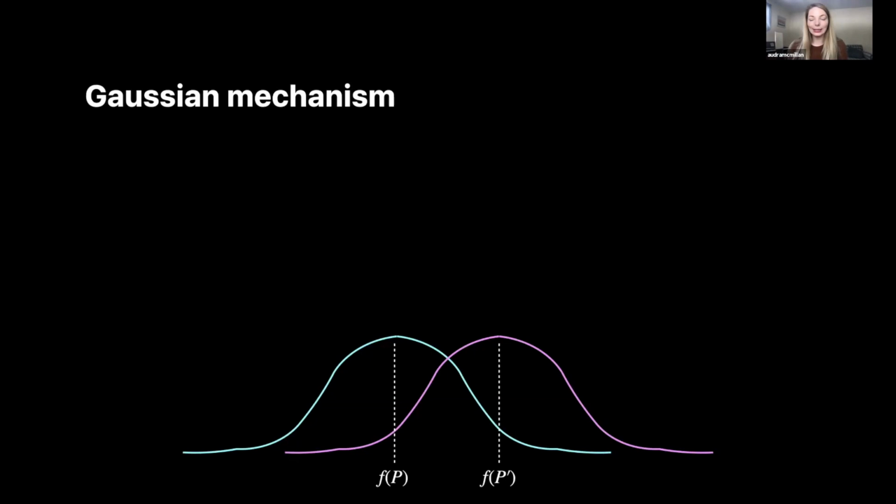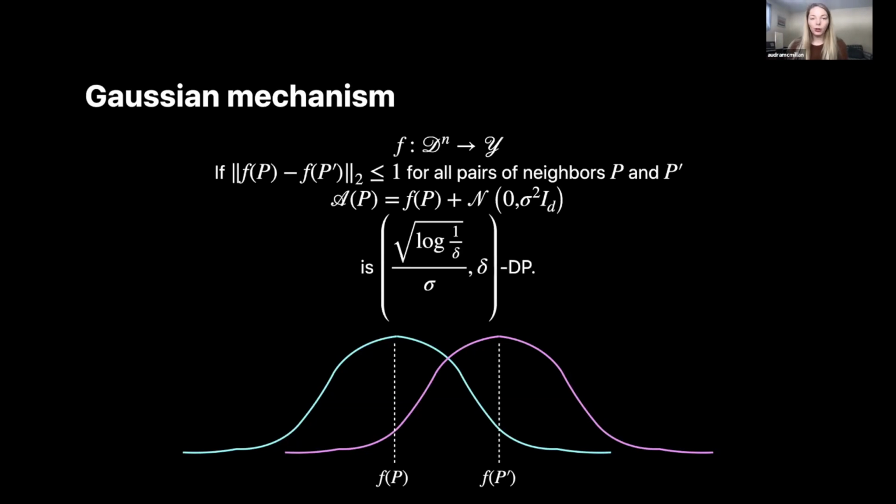Okay, so the first one we're going to talk about is the Gaussian mechanism. So suppose I have my function that I wanted to compute, and I have the additional property that my function doesn't vary very much on neighboring data sets. So if I have any pair of neighboring data sets, P and P prime, the L2 norm of the difference between F on these data sets is less than 1. Then I can define this mechanism called the Gaussian mechanism that computes F of P and then adds Gaussian noise. Okay, and this can be in any dimension here. So Y has to be R to the D.